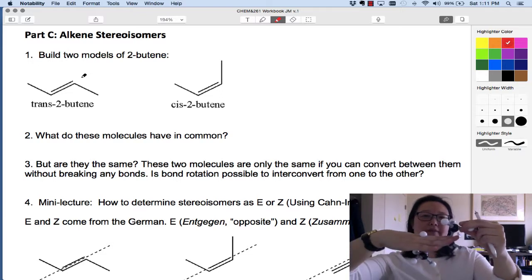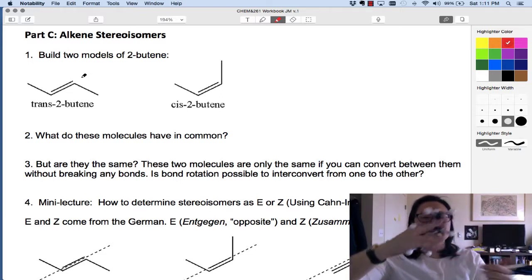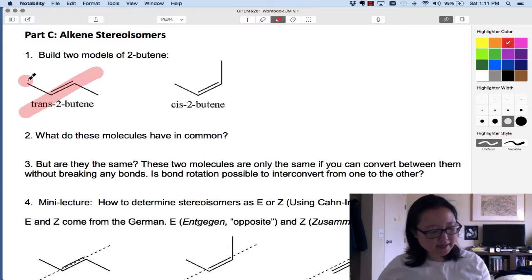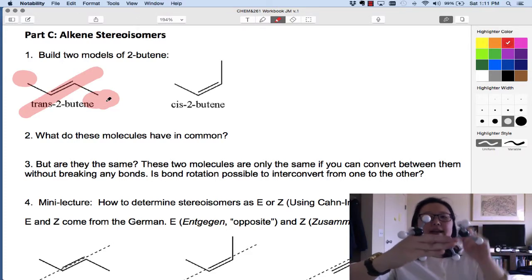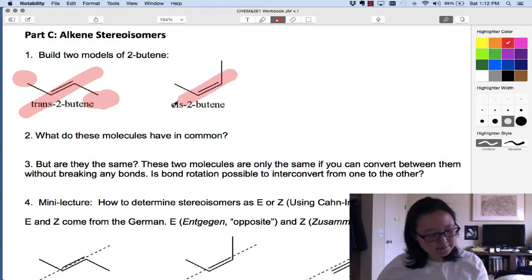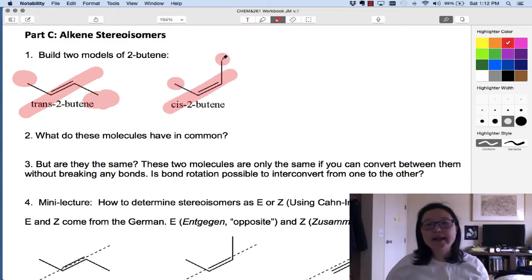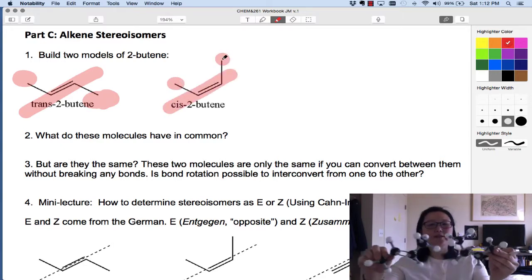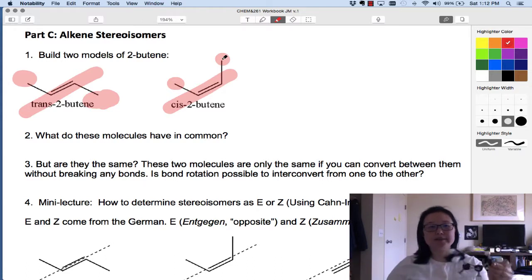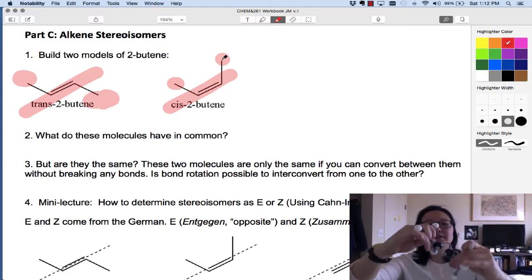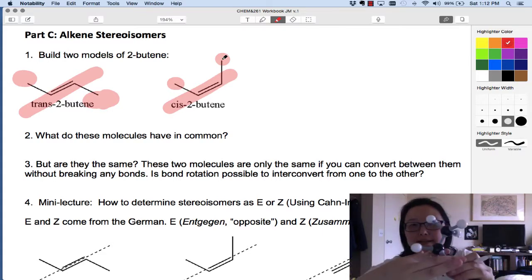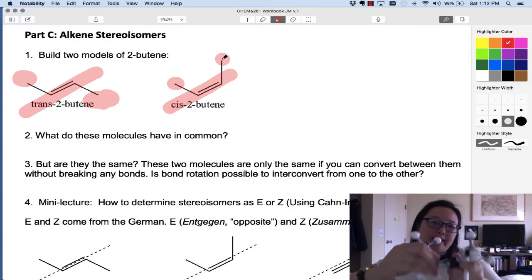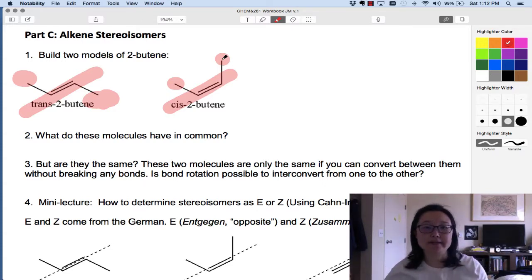We have a double bond right here, and the two methyl groups are on opposite sides of that line, right here and right here. Now with cis-2-butene, the double bond is right here, and the methyl groups are on the same side, right here and right there. If you try to convert one into the other, say I take cis-2-butene and want to make it trans, it's not going to do that, because the double bond keeps it from rotating. It's not able to rotate around a double bond.